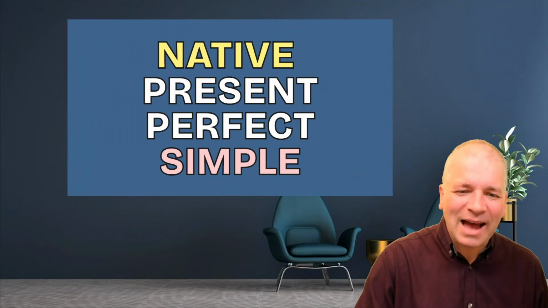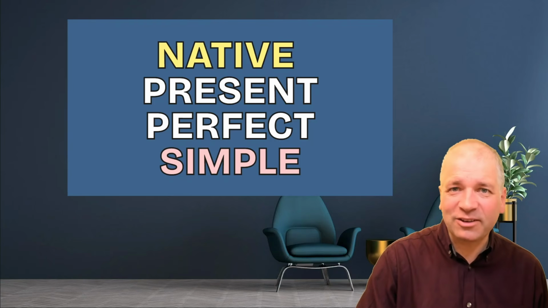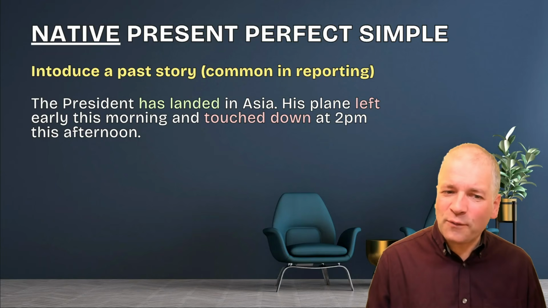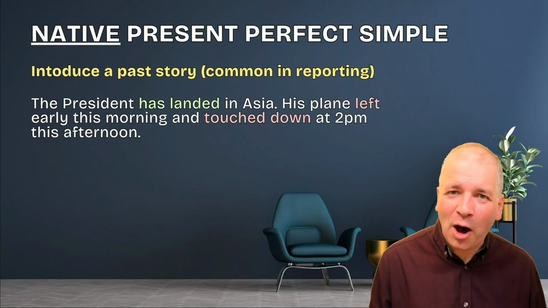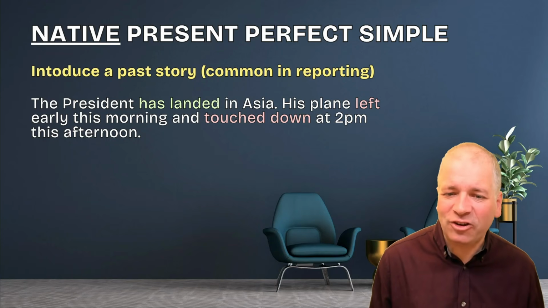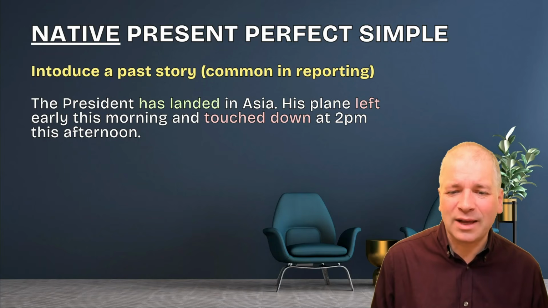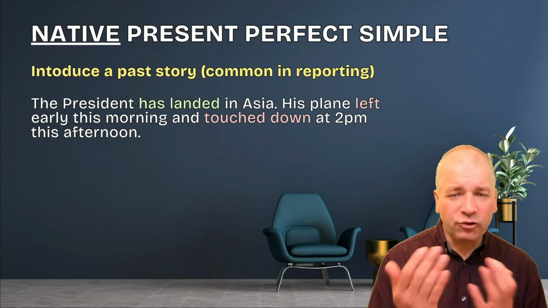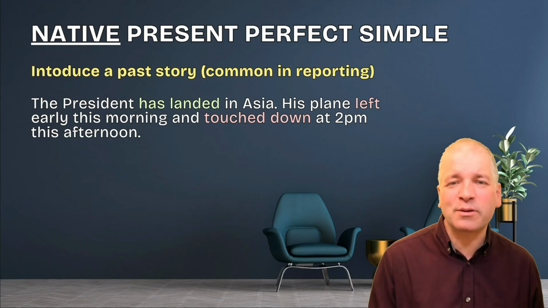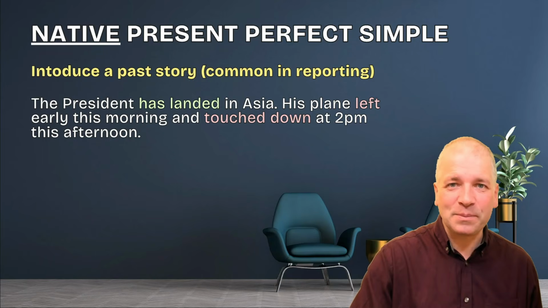Now let's look at using the present perfect simple at a native level. Another way of introducing stories in the past when you're reporting is to use the present perfect simple. The president has landed in Asia. His plane left early this morning and touched down at 2 p.m. this afternoon. So introduce with the present perfect and then switch back to the past simple for the details.